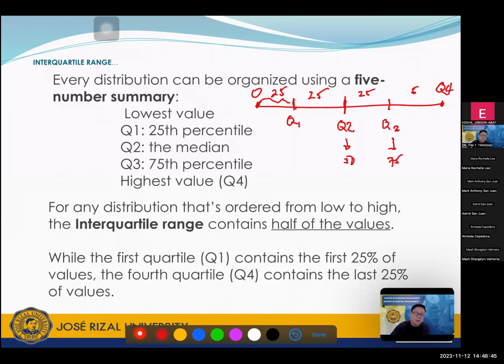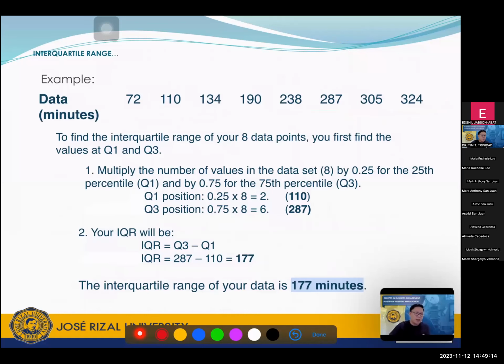So I will be asking you what is the value of your IQR, interquartile range, meaning you will be talking about the value of your middle, which is your Q2. Now, how are we going to determine the value of your Q2? While the first quartile contains 25% of your values, the fourth quartile contains the last 25%, right? 25, 25. Okay.